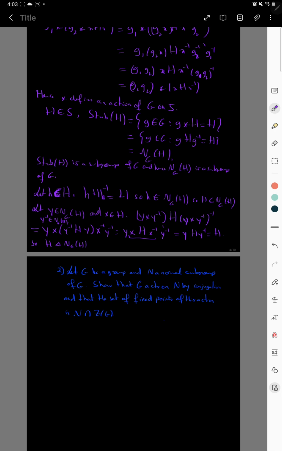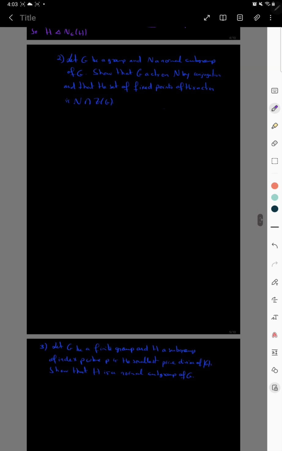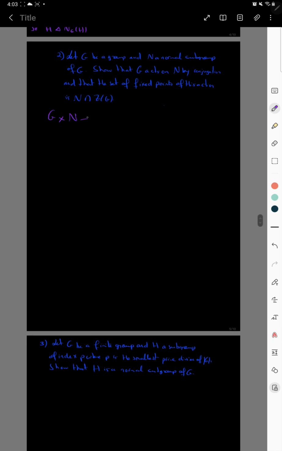Okay. Now I move on to another question. Let G be a group, and N a normal subgroup of G. Show that G acts on N by conjugation, and that the set of fixed points of this action is N intersection Z(G). So first of all, what is conjugation? It's a function from G cross N to N, since N is normal. It's (g, n) maps to gng inverse.